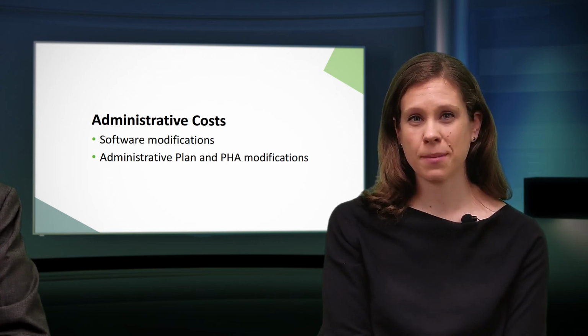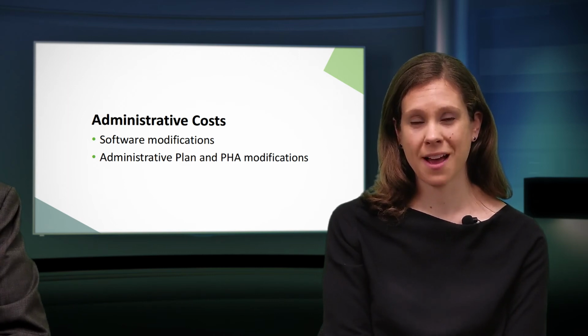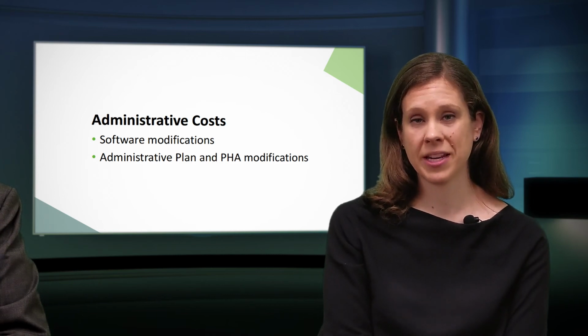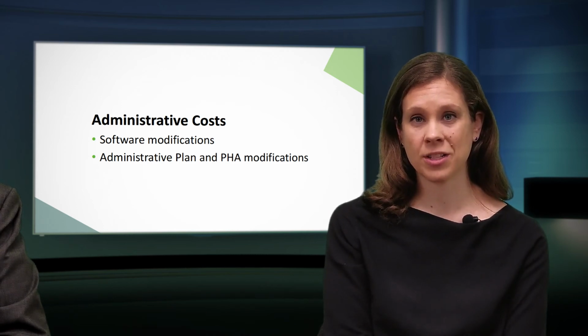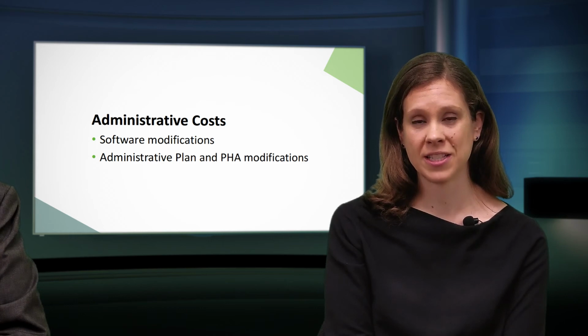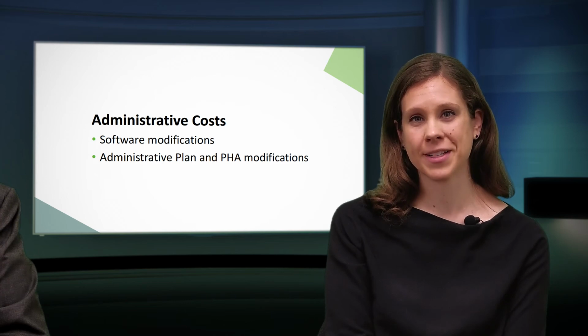PHAs will also need to modify their administrative plan and PHA plan to reflect implementation of small area FMRs. These updates may not be extensive. PHAs that participated in the small area FMR demonstration evaluation experienced only minor impacts from administrative plan updates related to the implementation of small area FMRs. The extent to which PHAs were required to make modifications depended on whether the PHA already had extensive procedural documentation in its administrative plan. Where that is the case, modifications are likely to be more extensive.